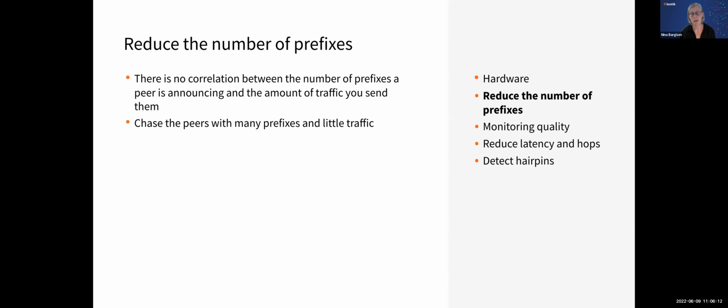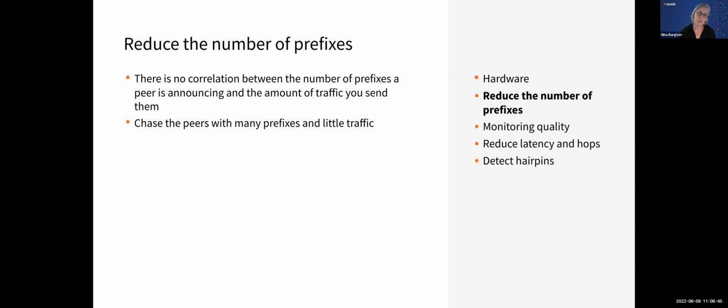Well, we can buy new hardware. But if we can't do that, we could try and reduce the number of prefixes, because there is not always a correlation between the number of prefixes the peer is announcing and the amount of traffic that you send to them. They could be deaggregating their prefixes just to do traffic engineering and try to force the traffic in that direction. And there might not be traffic to all of the prefixes in their table.